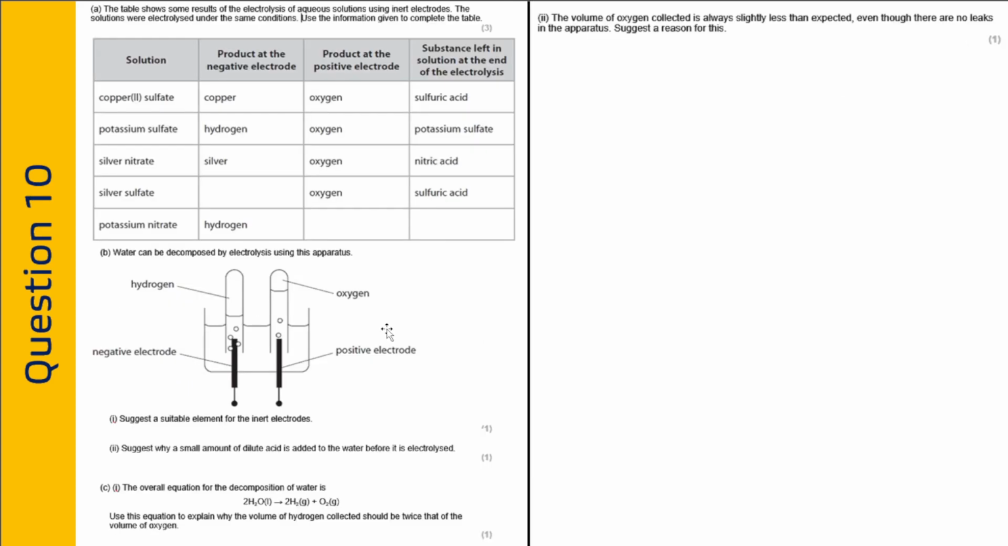Question 10. This is asking about the negative electrode and positive electrode products. If it is silver sulfate, as I mentioned, it's Ag+ and SO4 2-. Since it is a solution, we will have H+ and OH-. Silver is less reactive than hydrogen, so your product here would be silver.